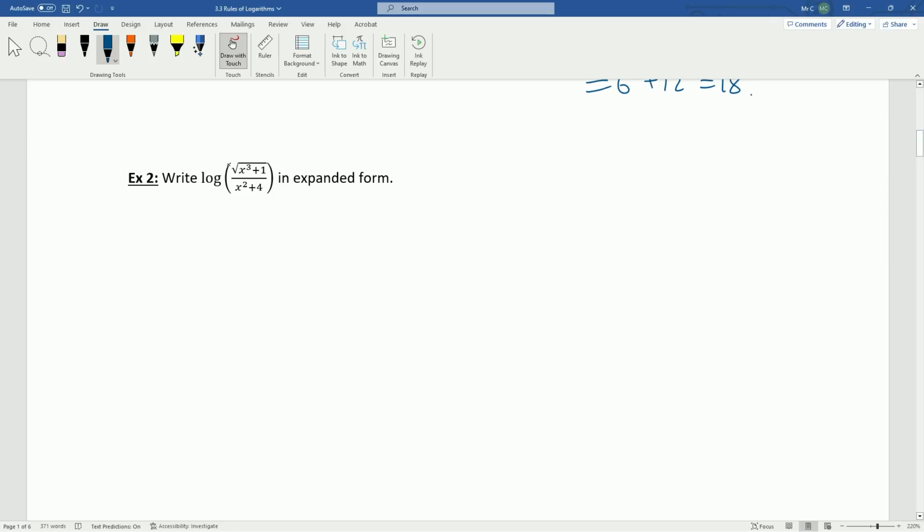Write log of the square root of x cubed plus 1 over x squared plus 4 in expanded form. So the first thing I'm going to notice is that I have a quotient here. This whole thing divided by this whole thing. So I'm going to apply my quotient rule and write this as log of the square root of x cubed plus 1 minus log of x squared plus 4.